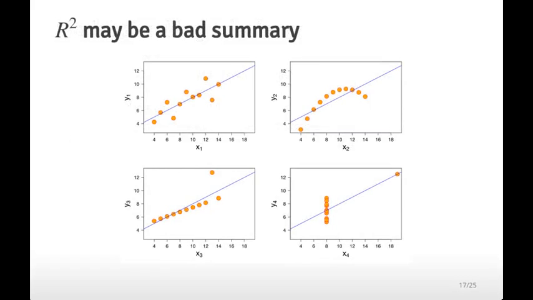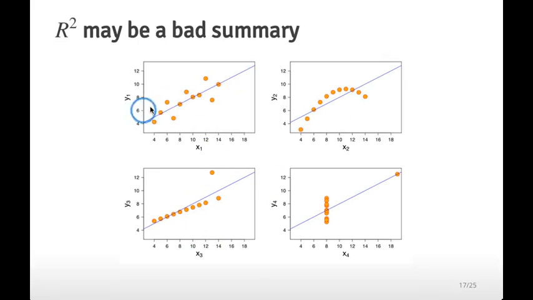Something to keep in mind is a lot of people use R squared to summarize linear model fits, and it may not necessarily be the best summary. This is again from the Wikipedia article that I referenced earlier when I was talking about R squared in regression in the real world. You can see that these linear regressions all have the same R squared, but they fit the data dramatically differently in each case.